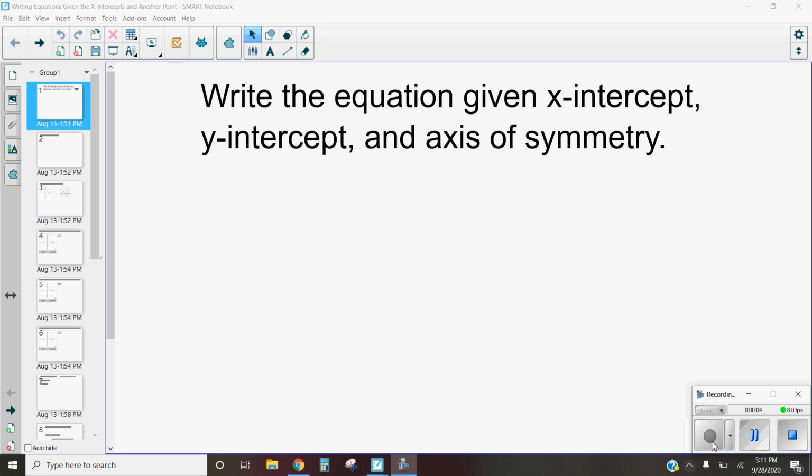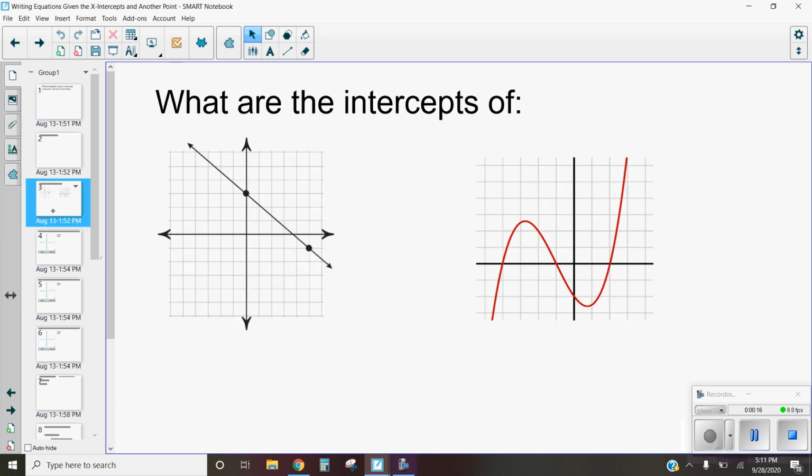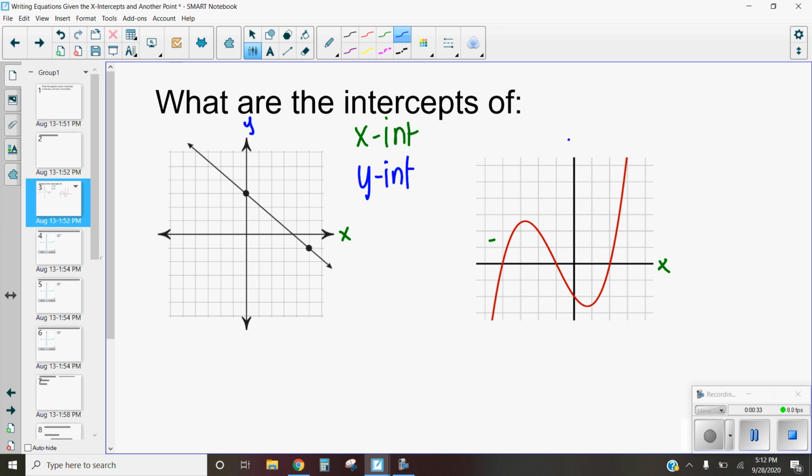Hi, this is Mrs. Kidman, and in this video, we're going to be going over how we write quadratic equations when we're given either the x-intercepts, the y-intercept, or the axis of symmetry, given some of those things. So as a quick review, when we're talking about our intercepts, we have two different kinds. We have our x-intercepts, and that is where they cross the x-axis. And then we have our y-intercepts, and those y-intercepts are where they cross our y-axis.